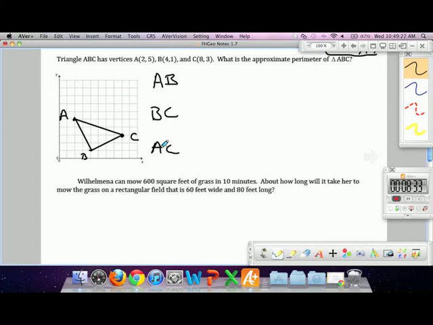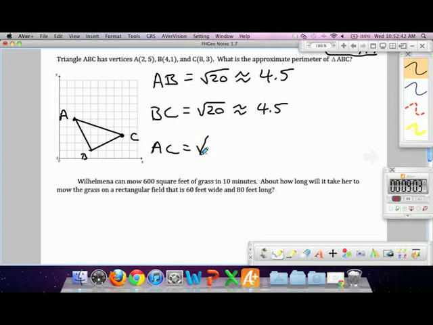AB, if you did this correctly, is the square root of 20, which is approximately what? 4.5. BC is also the square root of 20, which is approximately 4.5. And AC is equal to the square root of 40, which is approximately what? 6.32. Rounding to the tenth place, 6.3.